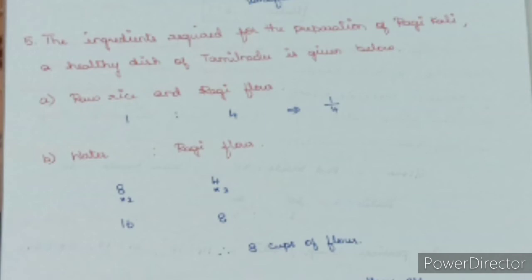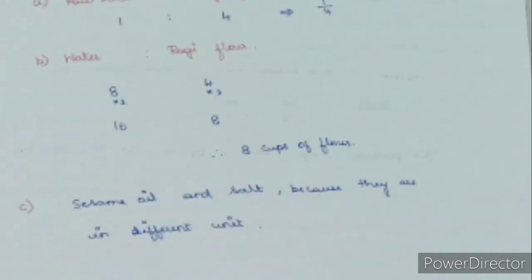Okay. So 2 times we have to multiply it. They have given the preparation for one, so 8 and 4 is the given data. If you make it for the double proportion, what we have to do? We have to multiply both things. So water will be 16 cups and ragi flour will be 8 cups. So how much flour will be added? 8 cups of flour will be needed.